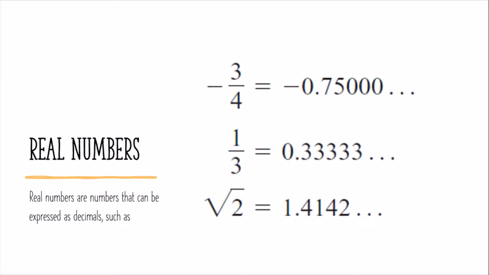Real numbers are numbers that can be expressed as decimals, as you can see in these examples. For example, minus 3 over 4 we can write as minus 0.75 in decimal. Or 1 over 3, which is 0.333..., or the square root of 2. All these are examples of real numbers.